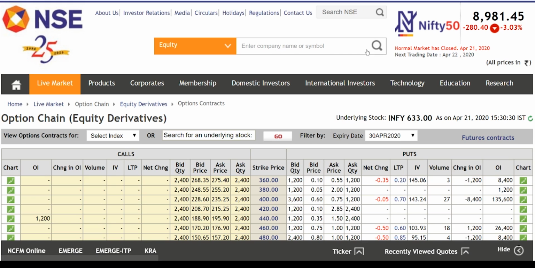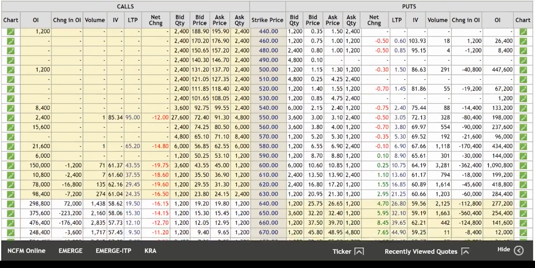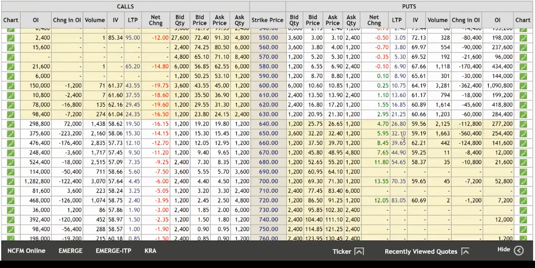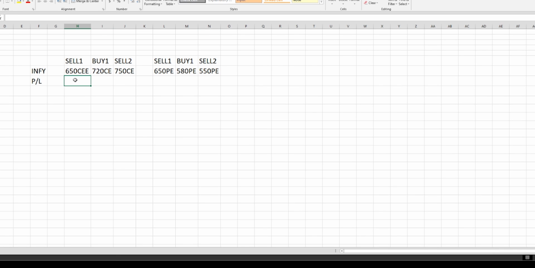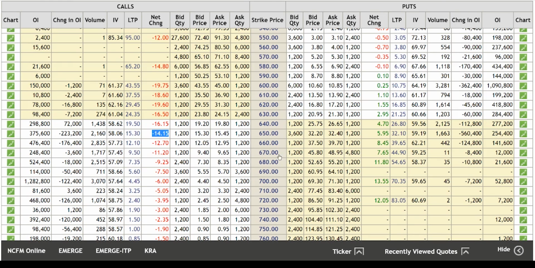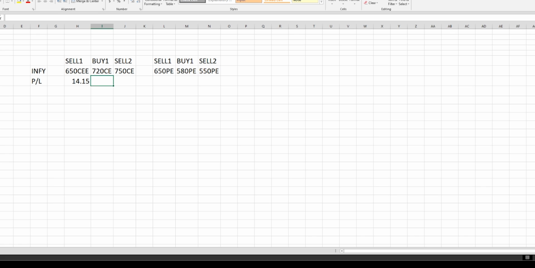And look at the option chain. We will go one by one. First, we will look at the call options. 650 call option, there was a profit of 14 rupees 15 paise. Then the 720 call option. Remember, the 720 call option, we have bought it. So when you have bought it, it has come down by 3 rupees 95 paise, which means there's a loss of 3 rupees 95 paise.